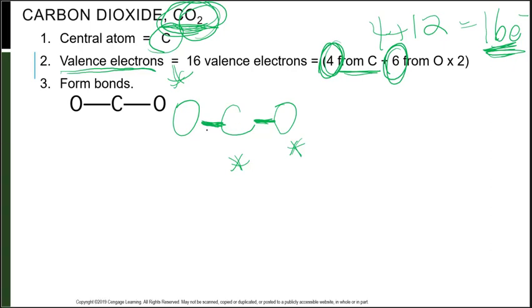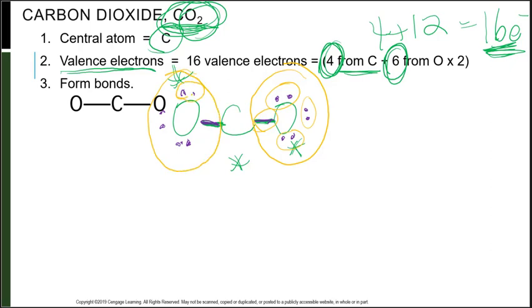Let's do that. So we have 1, 2, 3, 4, 5, 6, 7, 8, 9, 10, 11, 12, 13, 14, 15, 16. All right, let's look a little deeper at each of these elements. This oxygen is happy. He has 2, 4, 6, 8. Cool. Let's look at the other oxygen. He is happy. 2, 4, 6, 8.